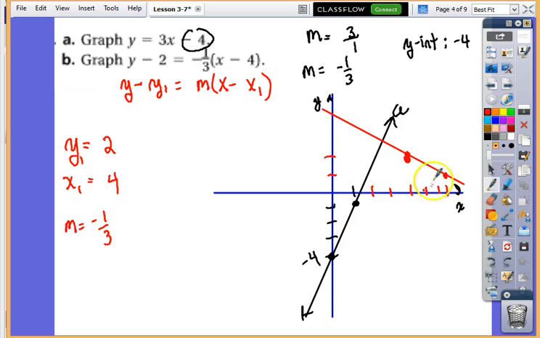Okay, now since these are sketches, probably what I would want you to do is label the first point, and maybe even label the second point. So that was down 1 and over 3, so we're now at (7, 1). I probably would want you to label your points on this. This is (0, -4), and then this is (-1, -1). And we drew line B.